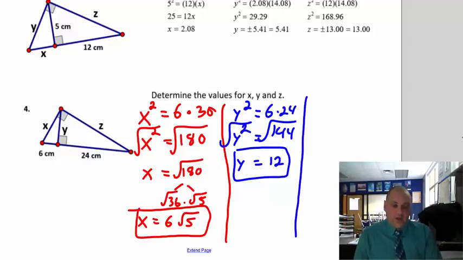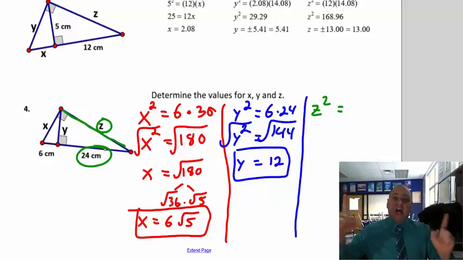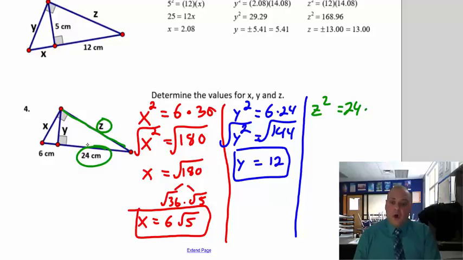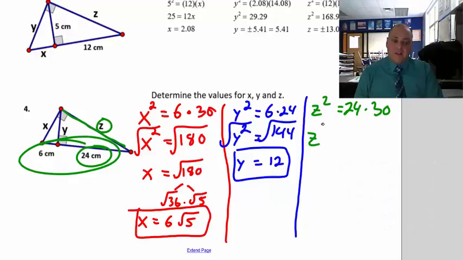All right, and now the last one, we're going to do z. So z squared equals, here's z. Z is the last leg. And to do the leg, again, you have to use the closer hypotenuse segment times the entire hypotenuse. So it's going to be 24 times the whole thing, which is 30. Again, these aren't bad. You're just going to take some practice. I think the more we do them, the better we're going to get. So 24 times 30, which is 720. Take the square root. So it's the square root of 720.